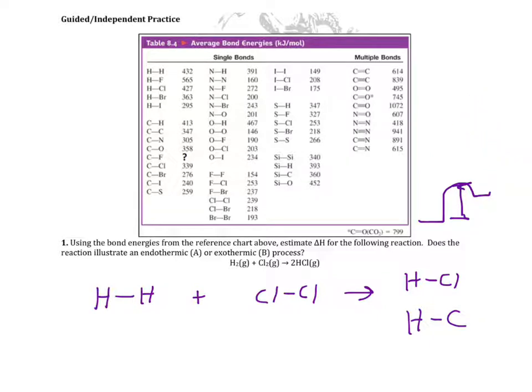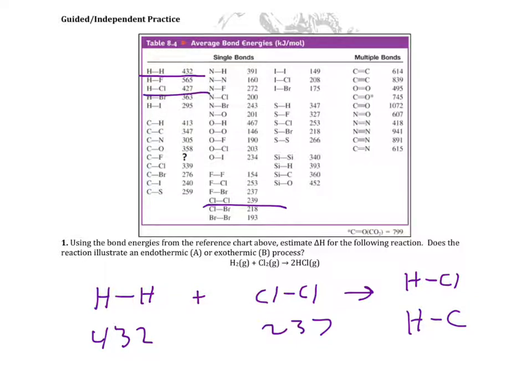Well, what we can do is take a look at these bond energies up at the top here. We've got the H-H bond, this one right here, and then we have the Cl-Cl bond here. And then we have the HCl bond, which is right here. Now notice though, we don't have one HCl bond forming, we actually have two of them. And so we would actually end up multiplying this by 2.